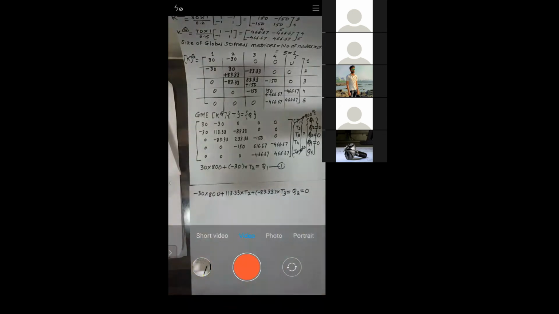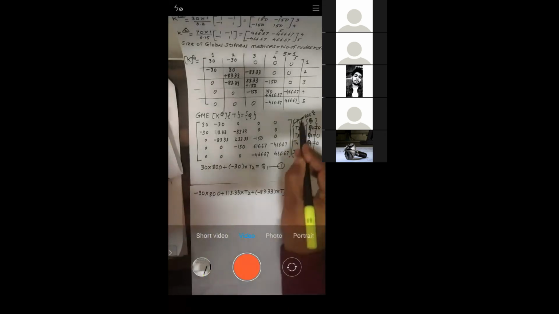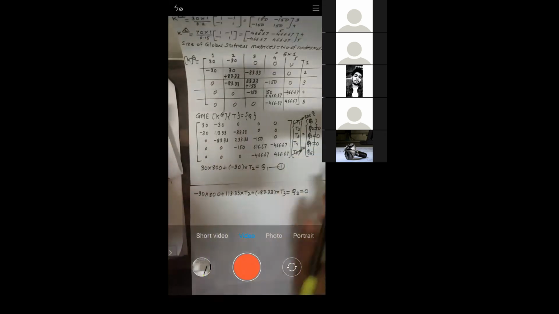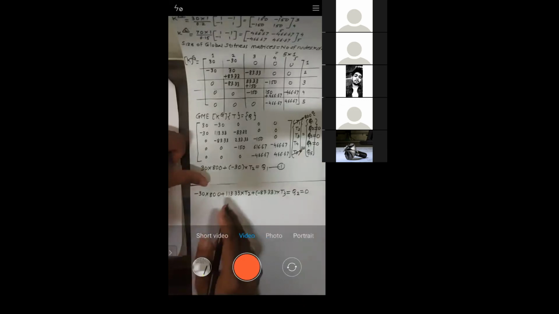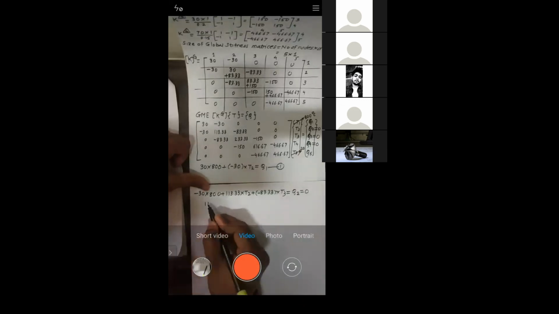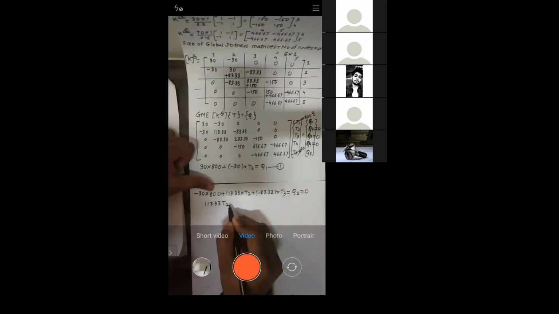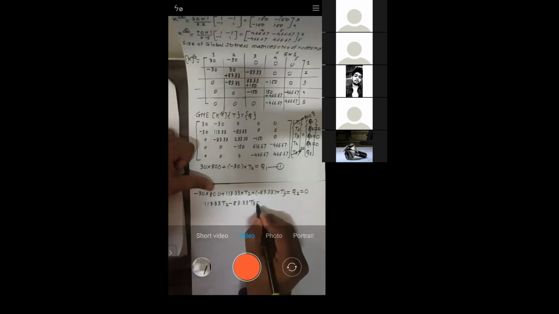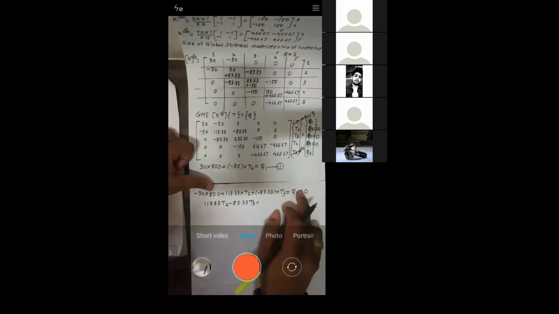Is it okay? Yes, sir. I'm doing it manually. Second row multiplied by this column is equal to Q2, which is equal to 0. So tell me what you're getting: 113.33 T2 minus 83.33 T3. And this is minus; if I bring it to the right hand side, this becomes plus.